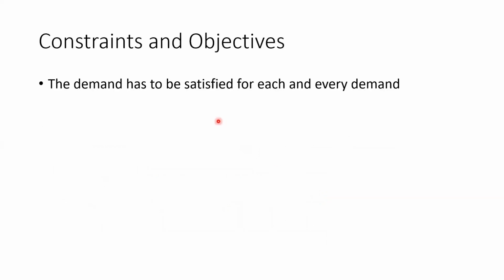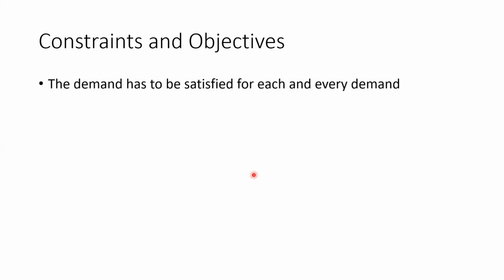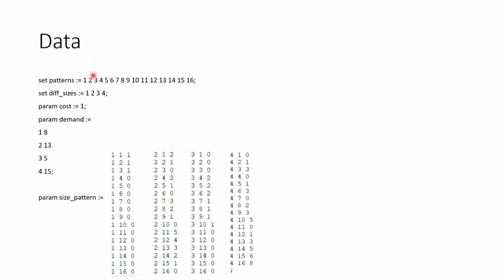The constraint is that the demand has to be satisfied for each and every size. So the number of times a metal sheet is cut in pattern i, multiplied by the number of pieces of size j cut in that pattern, should be greater than or equal to the demand. The objective is to minimize the total cost. So we define the set of the patterns, the set of different sizes, the cost associated with each pattern, and the demand for each size.